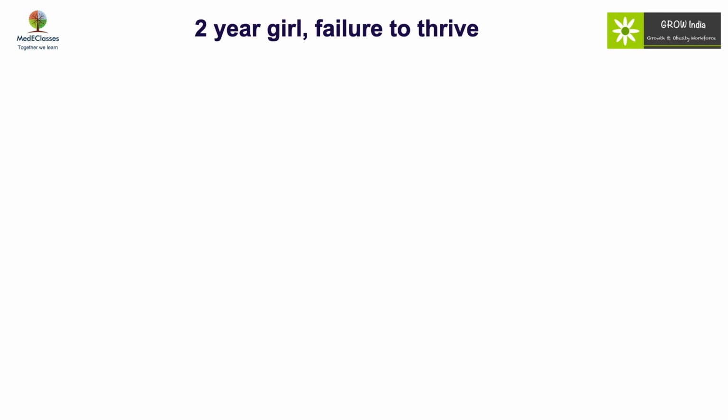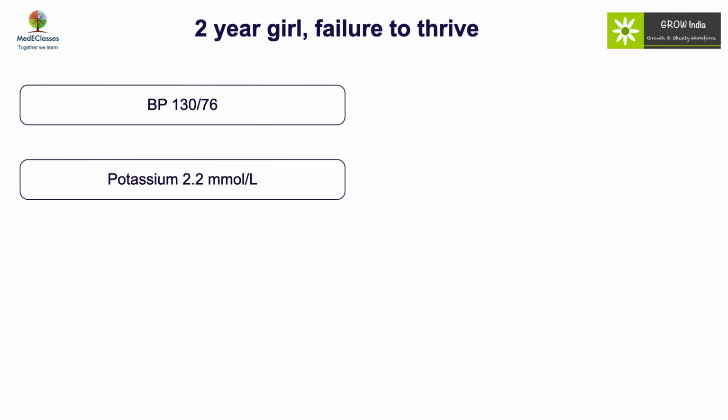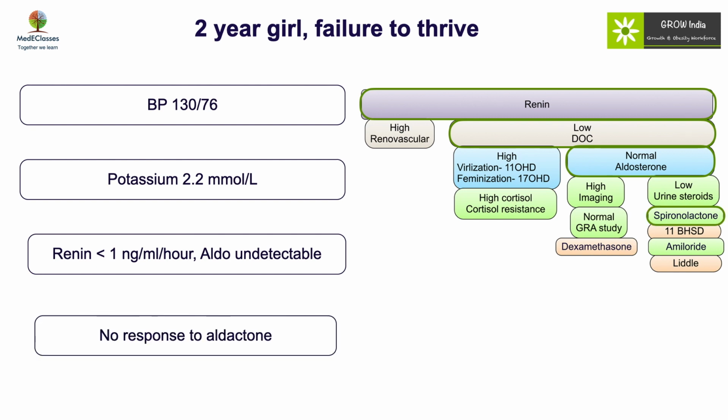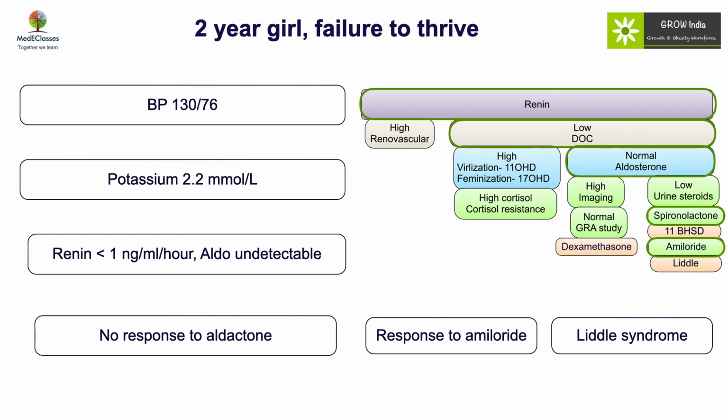A 2-year-old girl with failure to thrive, hypertension, and hypokalemia, and what we see is that renin was low and aldosterone was undetectable. In this case, further workup showed that there was no response to Aldactone, but there was a response to amiloride, indicating a possibility of Liddle syndrome. So we need to be very careful in terms of evaluation of these causes, and this involves a careful assessment of a number of conditions in this perspective.